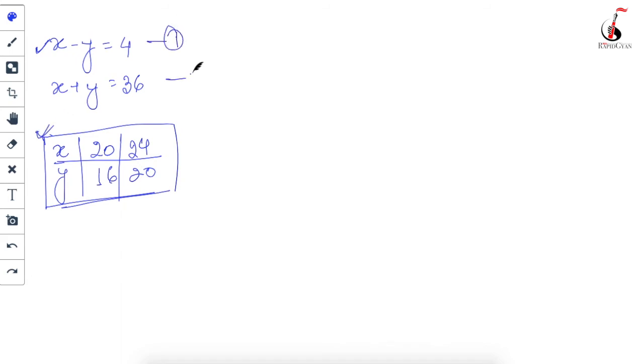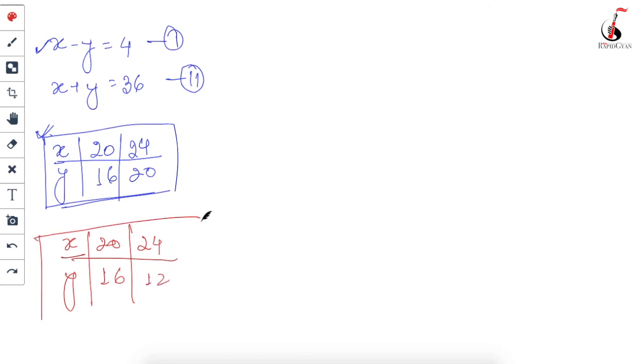Now you will have to find the coordinates of equation 2. How are we going to find them? X plus y is equal to 36, so I will write x and y over here. I will take x equal to 20. What should I add to 20 so that the answer becomes 36? So y will be 16. Very simple, correct? Now let's take another value. I will take x is equal to 24, so y will be 12. Correct? So these are the two values I got.